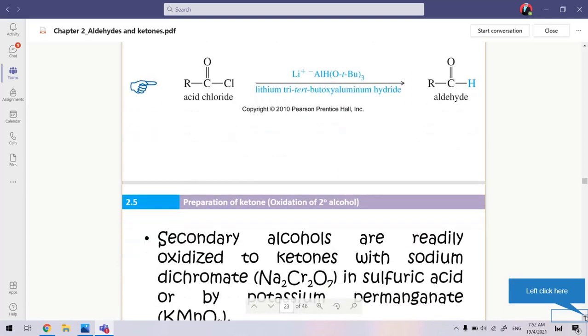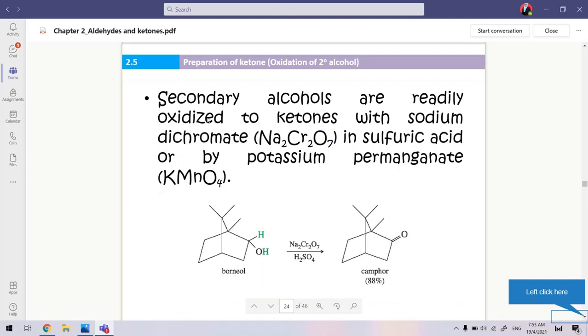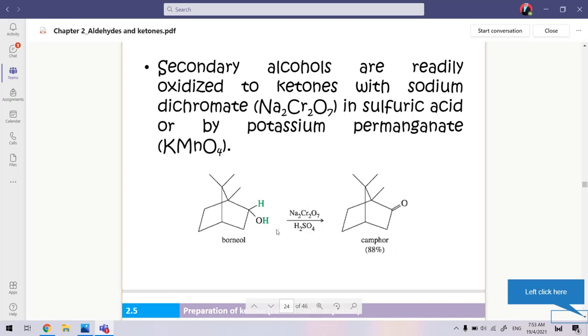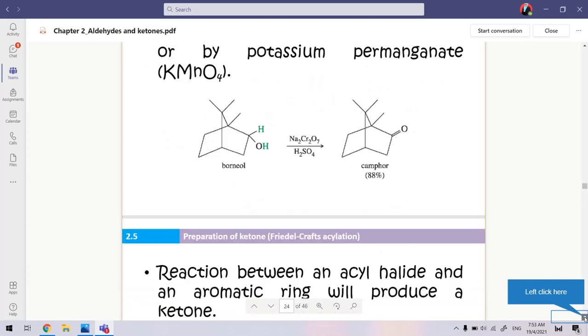And for the preparation of ketone, okay, we have a secondary alcohol readily oxidized to ketone with sodium dichromate in sulfuric acid or by potassium permanganate. So here is a secondary alcohol because this carbon is categorized as a secondary carbon. Okay, this part will be oxidized by sodium dichromate to produce a ketone.